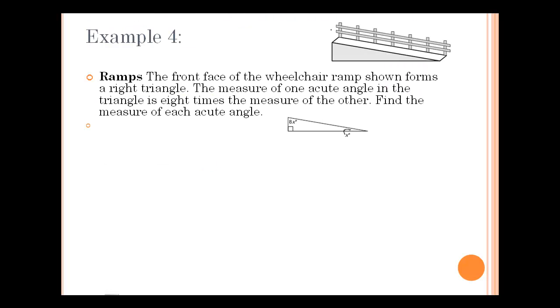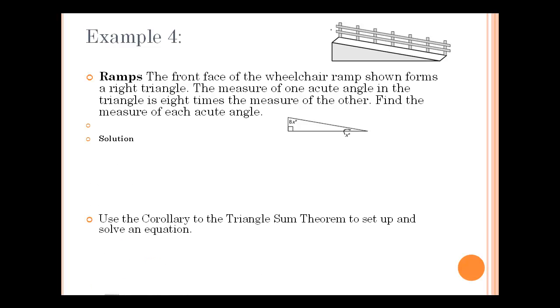Okay, let's look at our example 4 here. So the front face of the wheelchair ramp shown forms a right triangle. The measure of one acute angle in the triangle is 8 times the measure of the other. Find the measure of each acute angle. So we've got a nice picture here, and using that corollary to the triangle sum theorem, well, we know those two angles have to add up to 90 degrees.